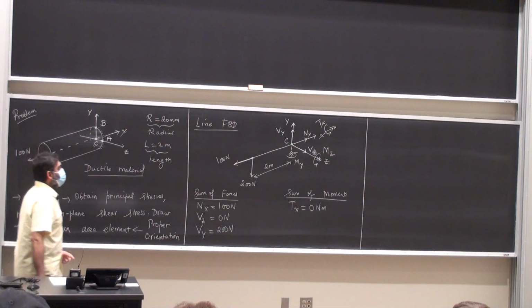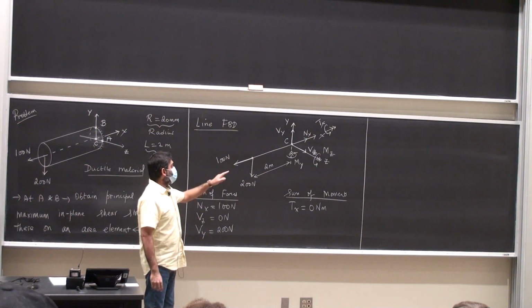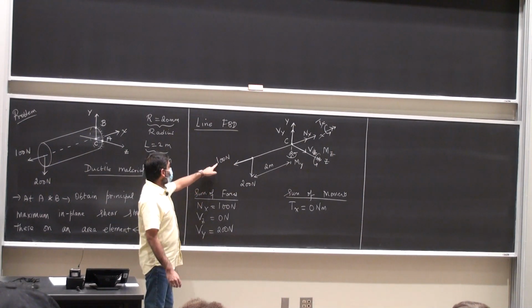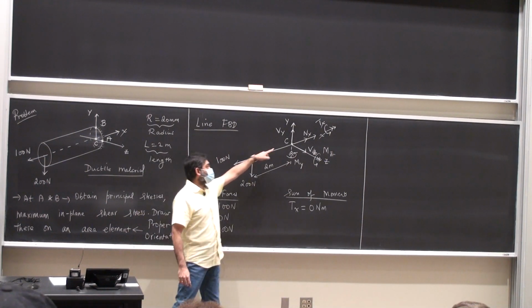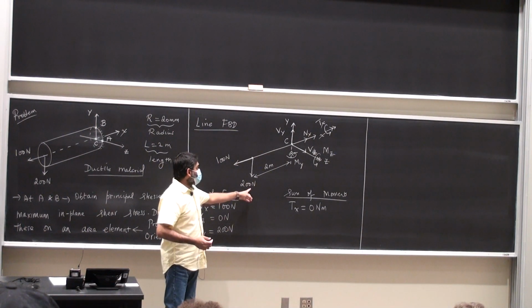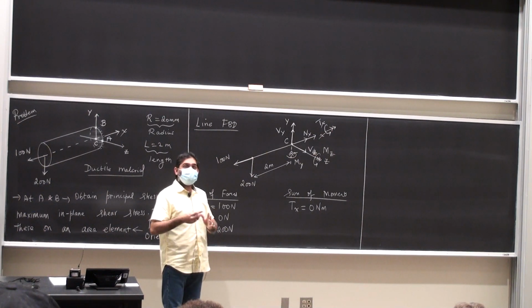What about Mz and My? Look at this. If I'm trying to find My, I'm summing moments about the y direction. The 100 Newton force has a line of action intersecting the y-axis, so it does not cause a rotation. The 200 Newton force is parallel to the y-axis, so it does not cause a rotation about the y-axis either. So My is going to be 0.